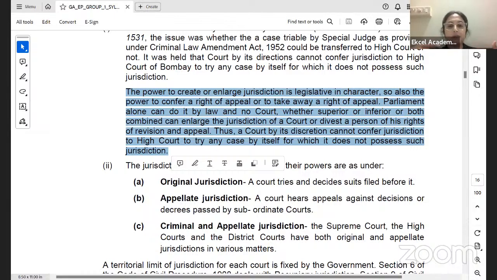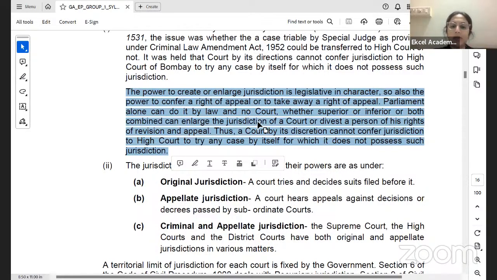Can I only create a jurisdiction and tell, please go to High Court and settle this case? It is not possible. Fixing the jurisdiction is legislative in character. Nobody else can take that power. The power to confer a right of appeal or to take away the right of appeal, whatever the legislature says in the respective act, that can be done. If there is nothing in the act, then you as a special judge can't decide anything.